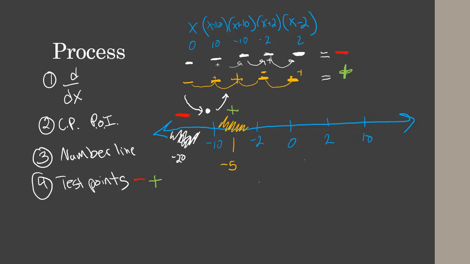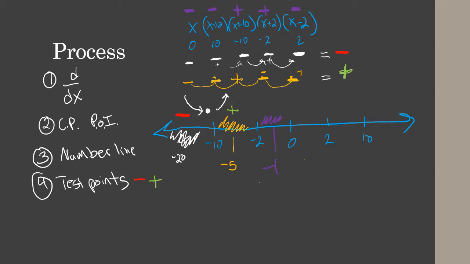And then we would continue the process with each section. For time's sake, we'll do just one more. So let's take here. We'll choose negative 1. If we follow the pattern that we've got here, negative 1 minus a negative 10 is still going to be positive. This is negative. Negative 1 plus 10 is going to be positive. Negative 1 plus 2 is going to be positive. And negative 1 minus 2 is going to be negative again.